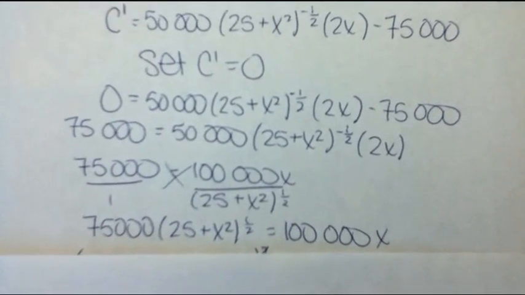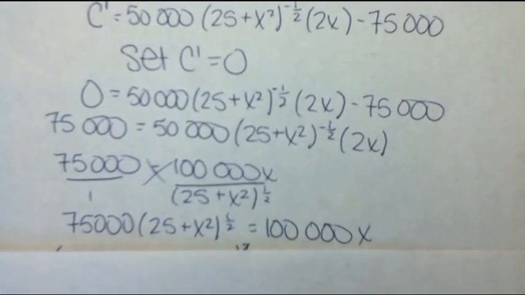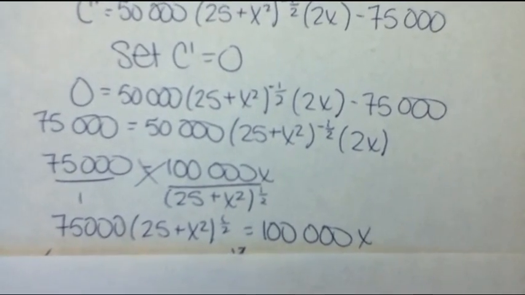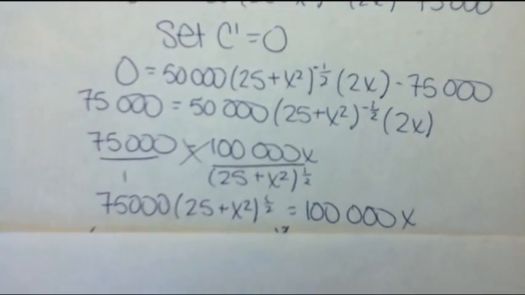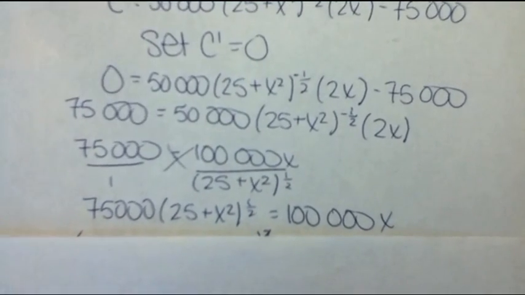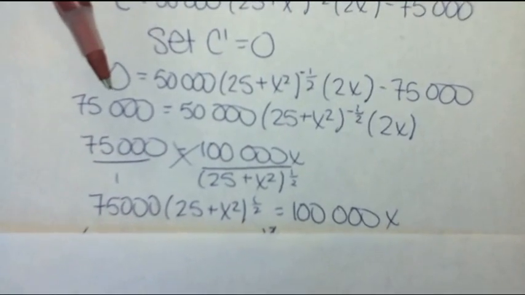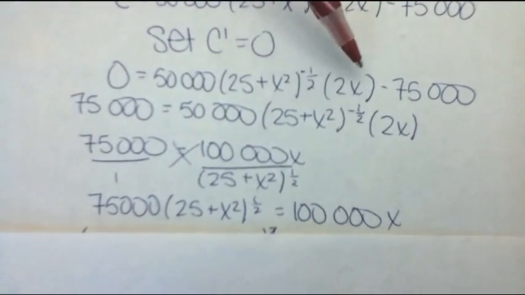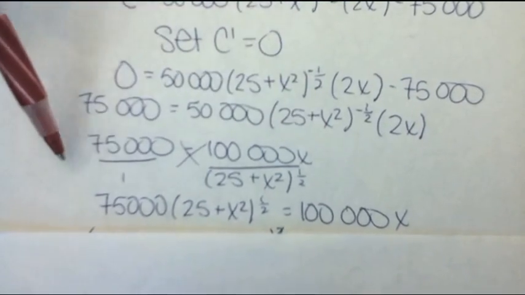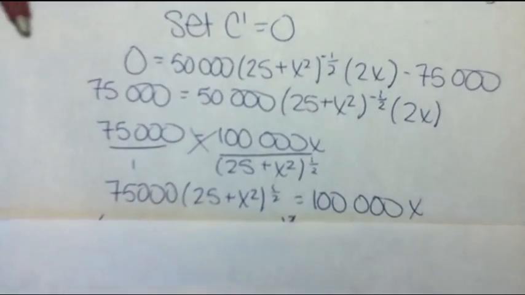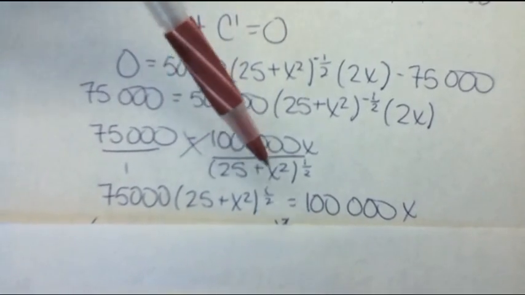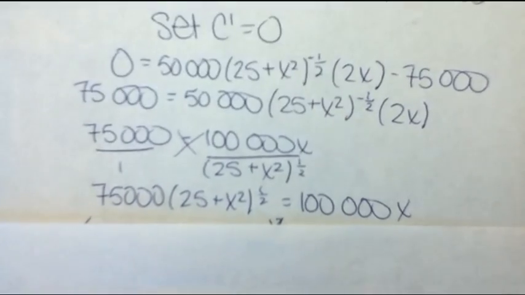Next, you have to set C prime to 0. So you have 0 equals 50,000 times (25 plus x squared) to the negative 1/2 times 2x minus 75,000. After that, you will add 75,000 to both sides. After having done that, you'll bring the (25 plus x squared) to the 1/2 to the bottom and multiply both sides by each denominator, which will give you 75,000 times (25 plus x squared) to the 1/2 equals 100,000x.